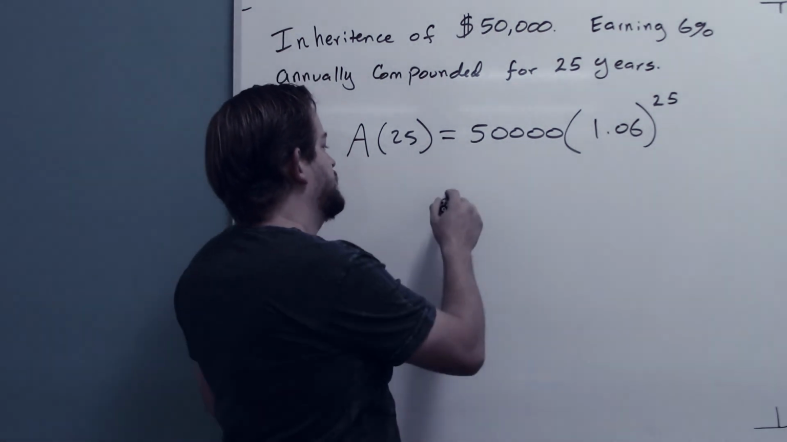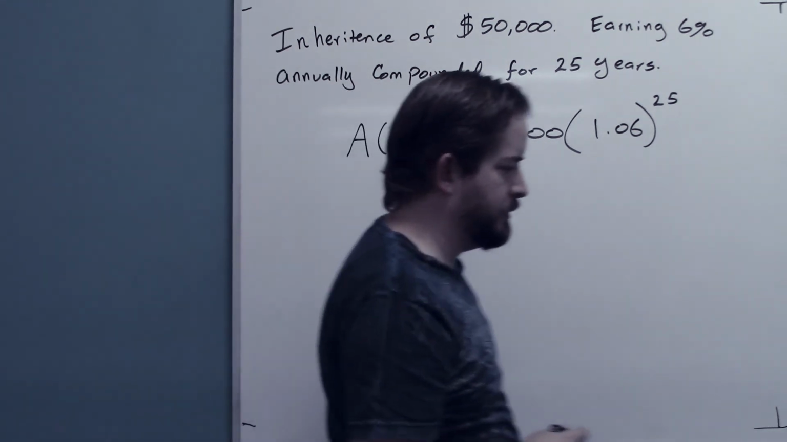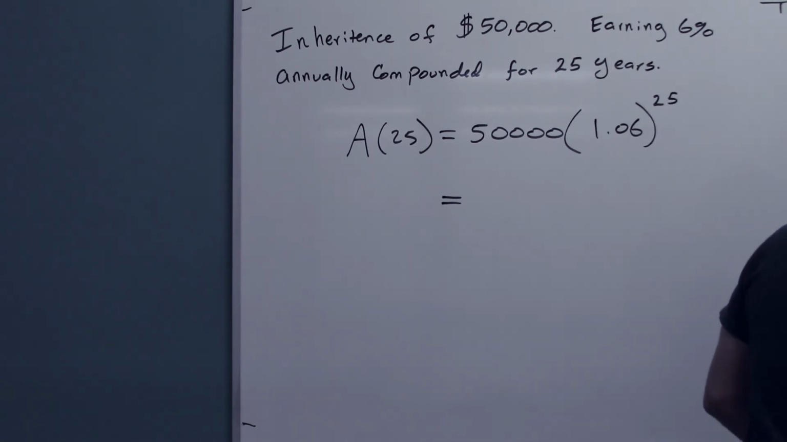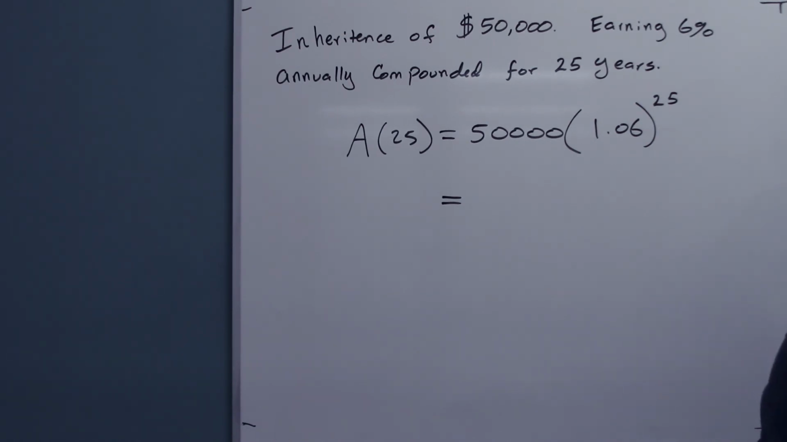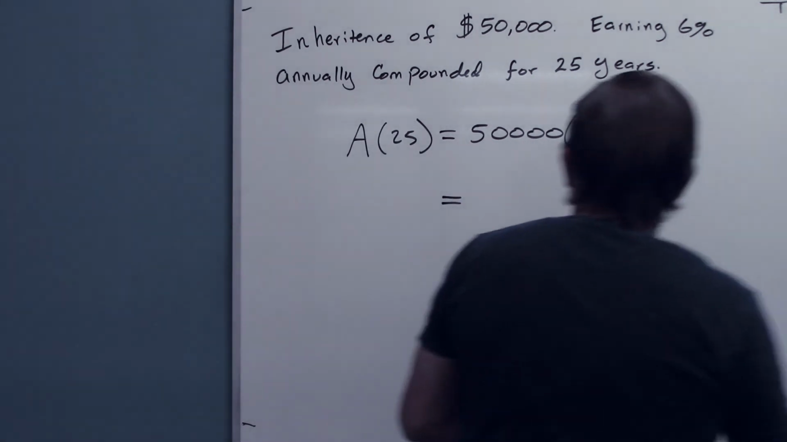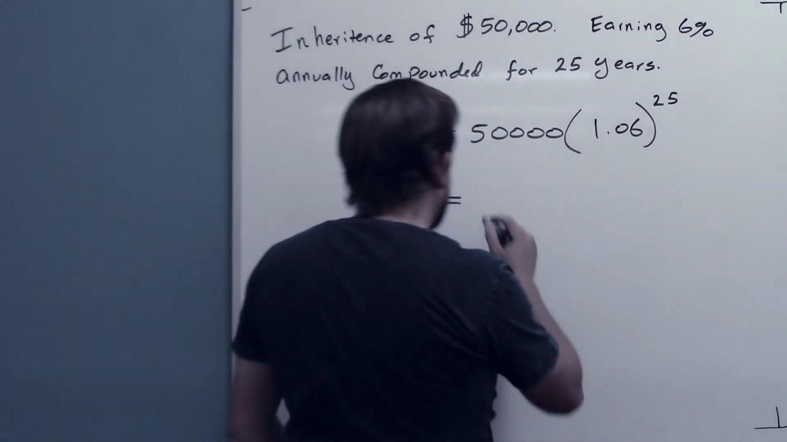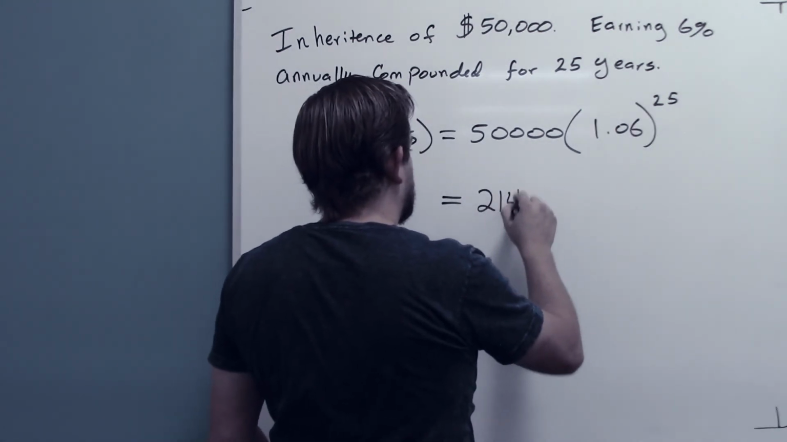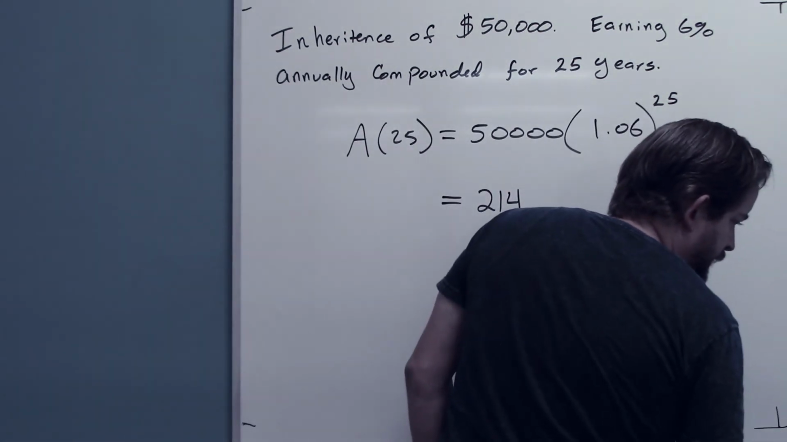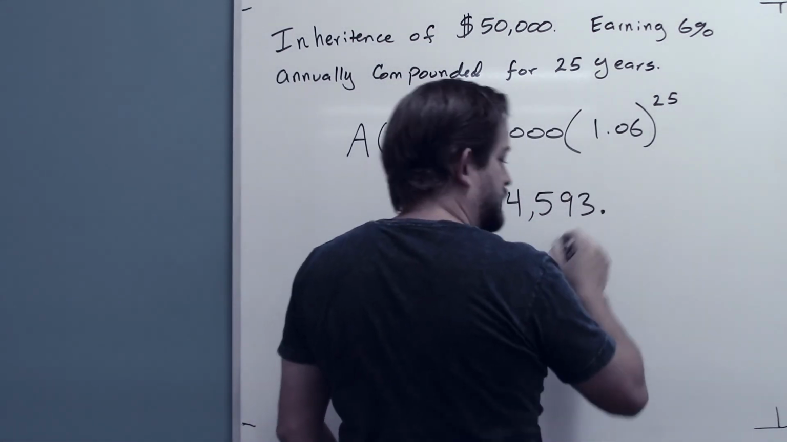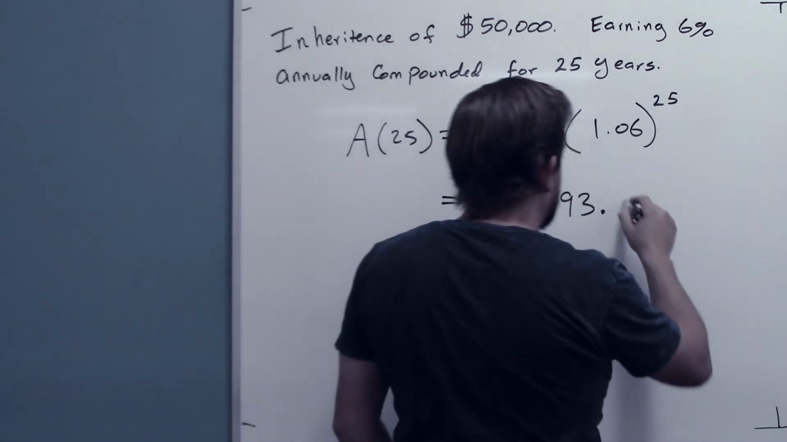So if I calculate this, and I'm going to skip the tedium here, I'll just throw it straight in. This becomes 50,000 times 1.06 raised to the 25. This 50,000 just got turned into $214,593.54. I guess I could have cheated because the number I think is in the example.